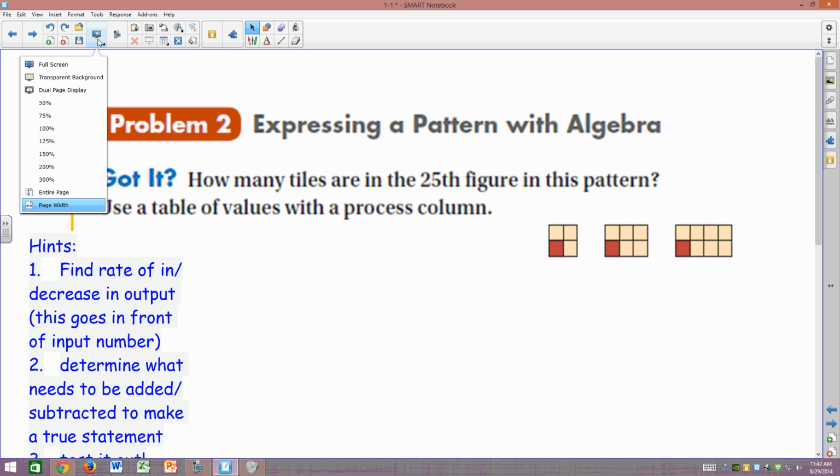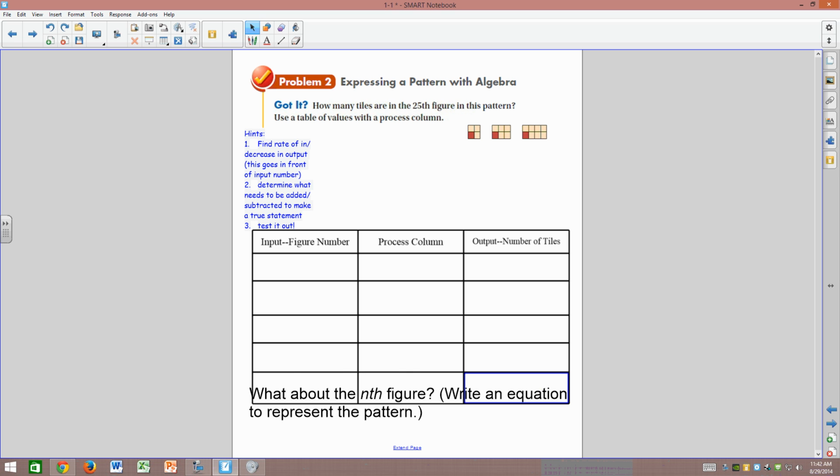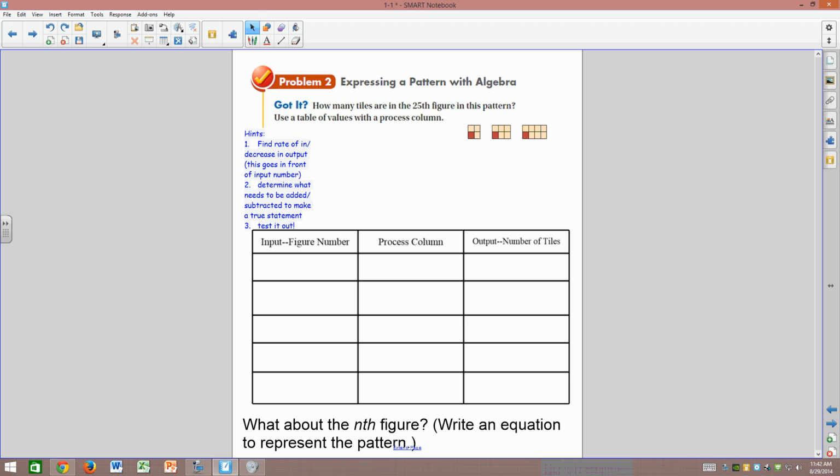On the left here, we have some hints. First hint: find the rate of increase or decrease in the output. What is the output here? That is the number of tiles that are total. In the first figure, how many tiles are there? I see 4. In the second figure, there are 6. And in the third figure, there are 8.